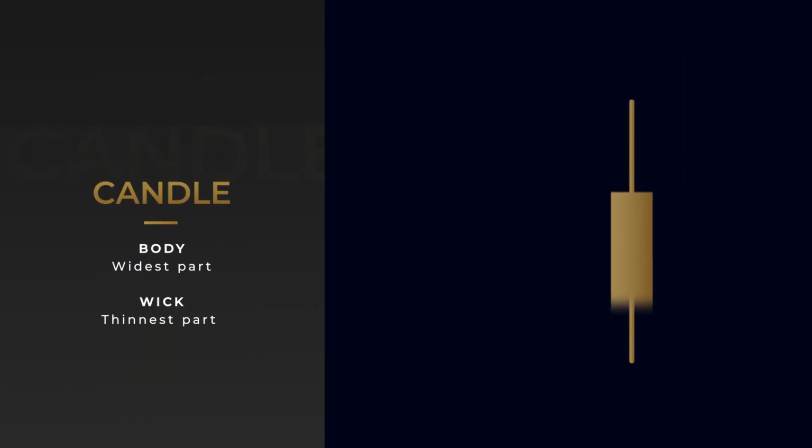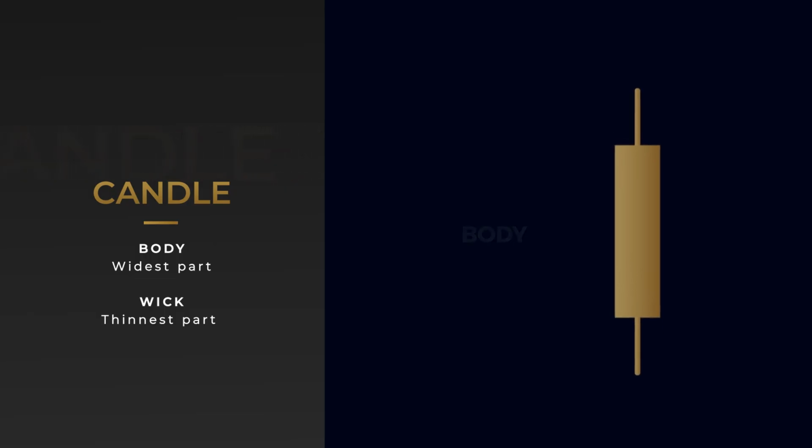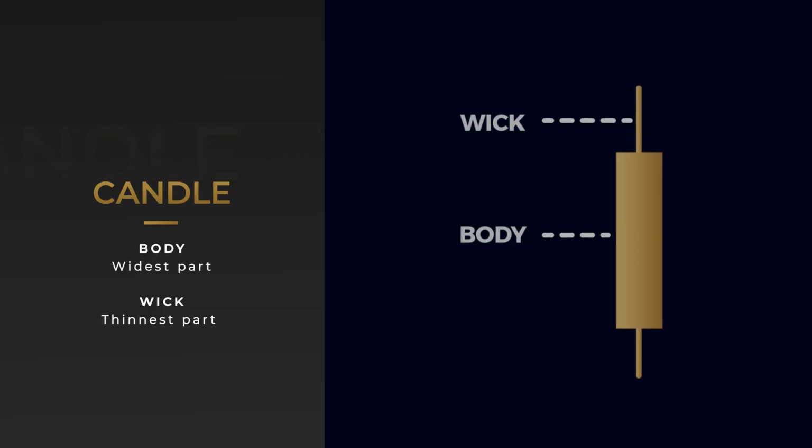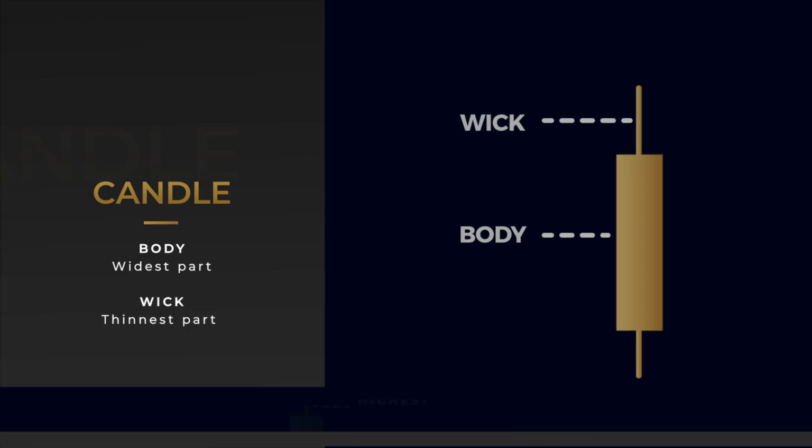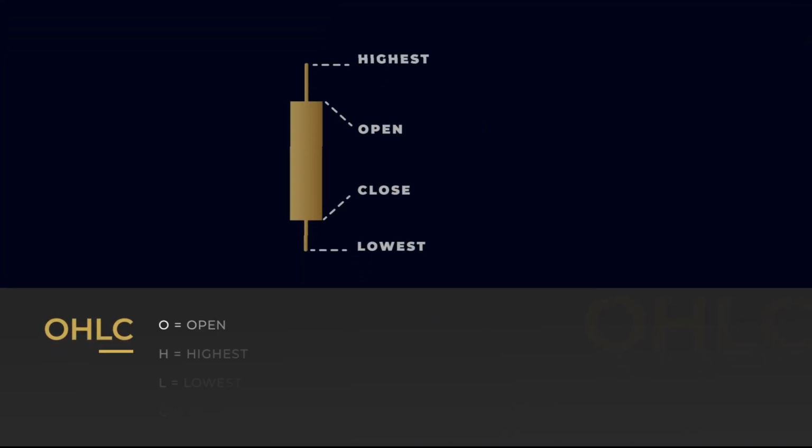A candlestick is made of a candle. The candle is composed of a large part called the body and finer parts called wicks. These candles can give you a lot of clues as to where the market will go. The candle will allow you to see the opening price, the closing price, and the highest and lowest points that the price has reached. Let's look more in detail at the creation of a candle.